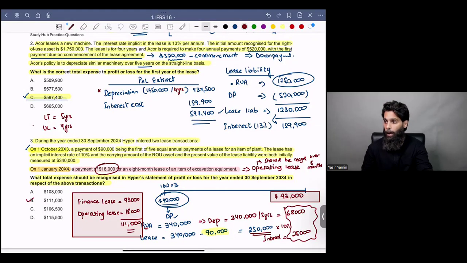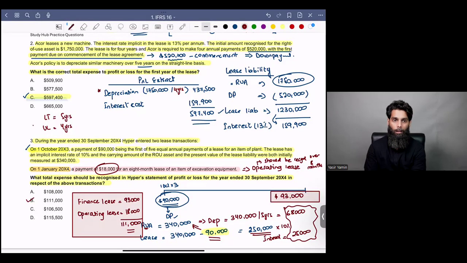So the question is why we subtract 90,000 from the lease. We may think like RUA plus 90,000. Do you see, it's okay. So somebody is asking me a question. Sir, why don't we think like that, that we should be including this 90,000 within RUA and not subtracting from lease liability? I think it's very hard to think like that, because it does not make sense.